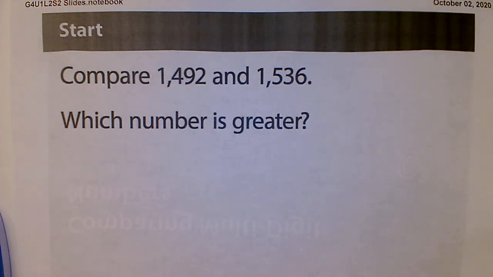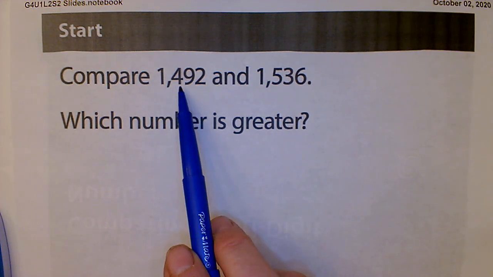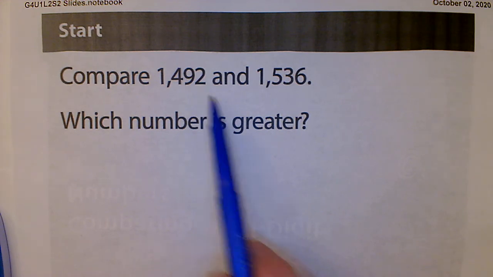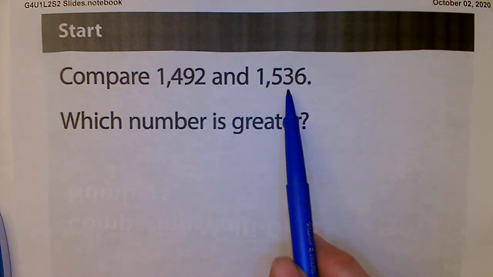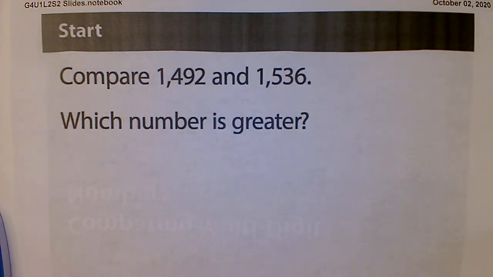And in this lesson we started off with this problem. So in this problem it says compare 1,492 and 1,536. So remember that the first thing that we always want to do when we want to compare two numbers is we want to stack them. This just means put one on top of the other.